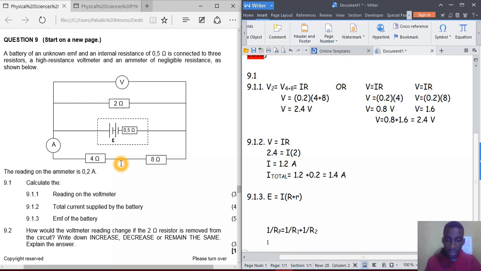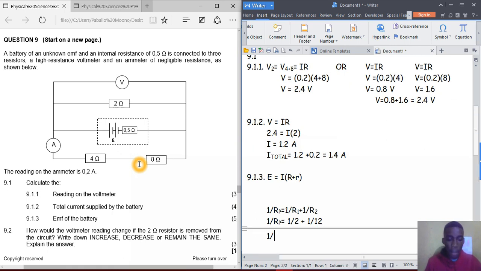1 over RP equals 1 divided by R1, and let's say this 2 ohms resistor is R1, so 1 divided by 2 ohms, plus 1 divided by R2. These ones are in series, guys, so we can add them. Resistors in series you can add directly, you don't use a specific formula. So 4 plus 8, you get 12.